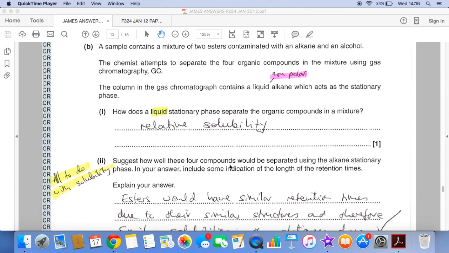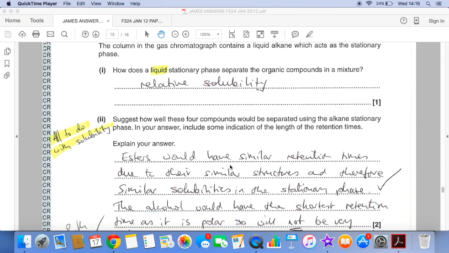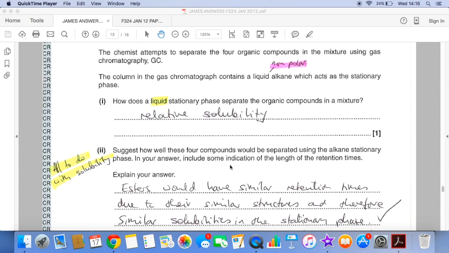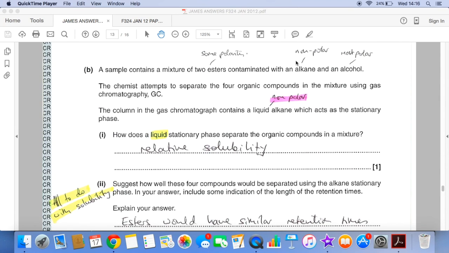And then the tougher part of the question, how well do these four compounds get separated using an alkane stationary phase? And the easiest way to think about this is like dissolving like. So we've got two esters, an alkane and an alcohol. And you can see I've scribbled up here, the two esters are going to have the same polarity as each other. The alkane is non-polar and the alcohol is polar, the most polar, I've said there.